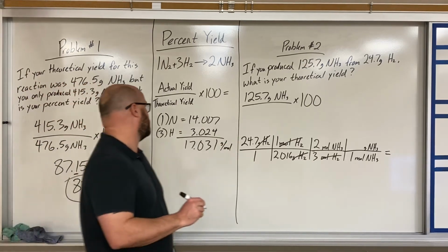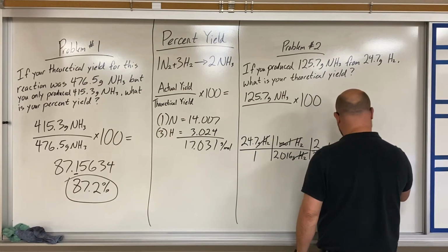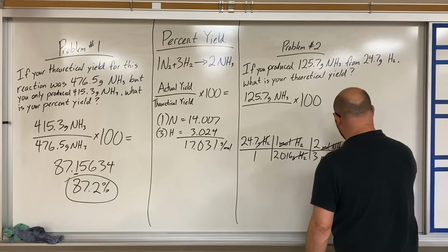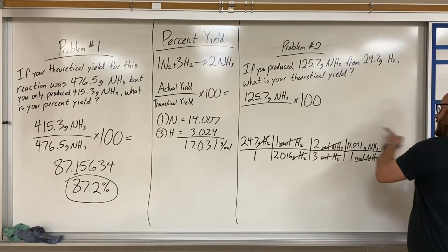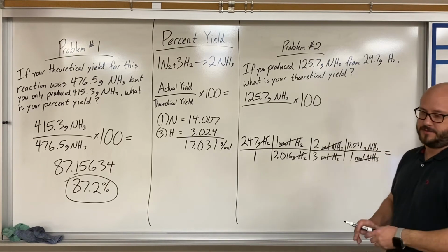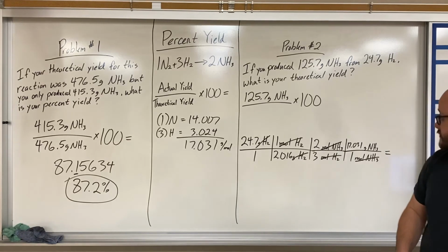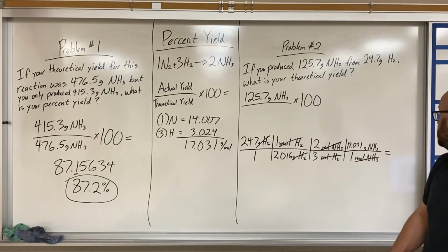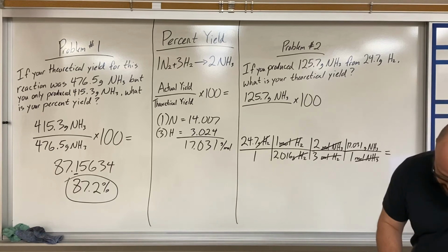Throw that into your railroad, 17.031. Cancel out your moles of NH3. You're left with what you want. Now multiply the top, multiply the bottom, and divide the two. So we'll take 24.7 times 2 times 17.031.